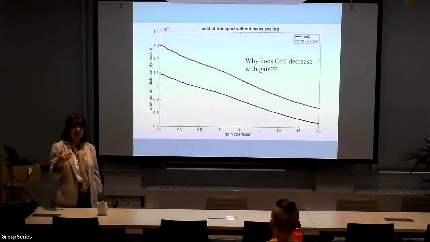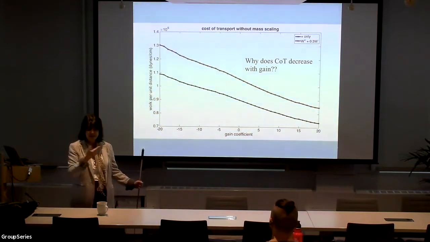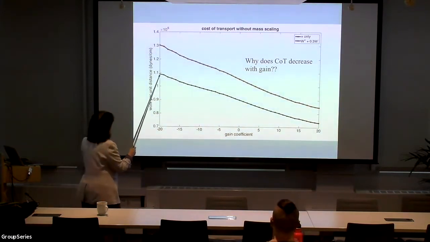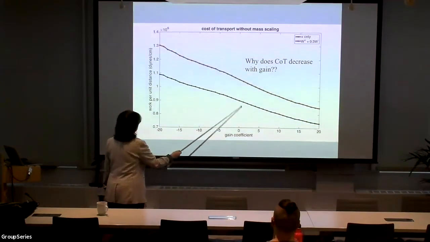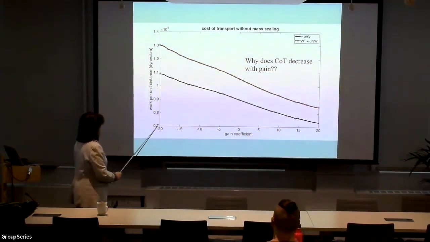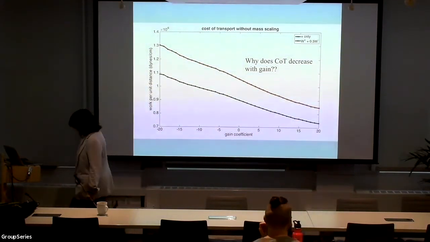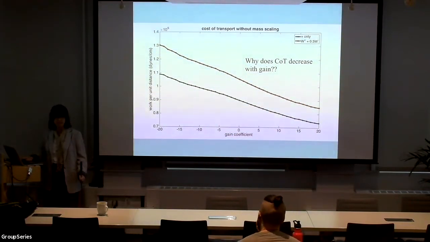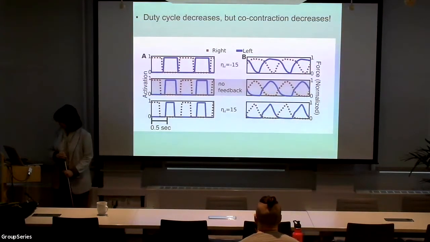How much work is done for this swimmer to get from here to there? Or how much energy is expended? Here's the control with gain zero, and we see that the cost of transport goes down by an awful lot, by 30%, when we have this feedback. Then we want to look under the hood a little bit more to see what is giving us the savings in this cost of transport. So I'm going to focus on this picture for a while.